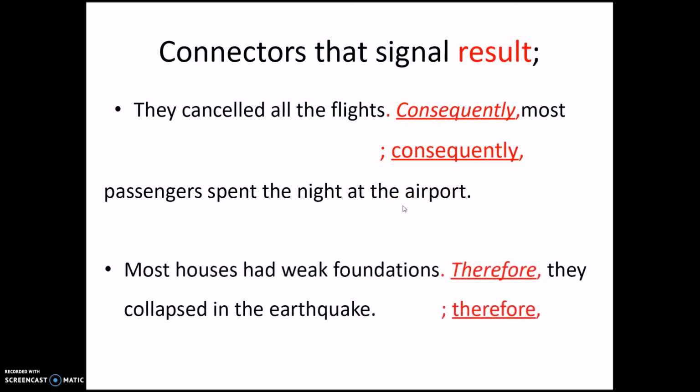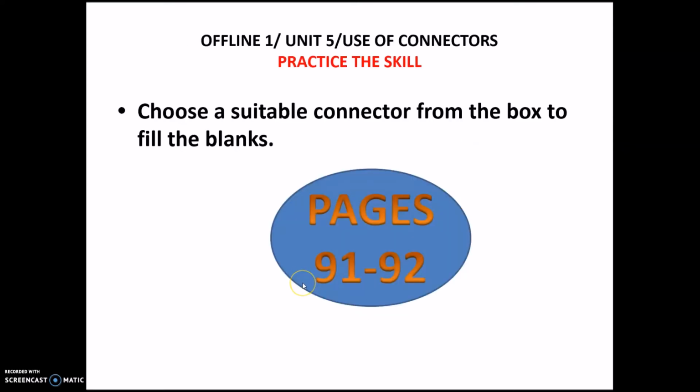And another example sentence with therefore: most houses had weak foundations. Therefore, they collapsed in the earthquake. So we can use those connectors to show result. Okay, so these are some of the basic connectors that we use to join sentences or ideas and to show the relationship between them. Okay, now let's practice the connectors we have covered.